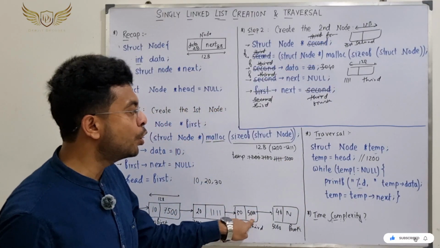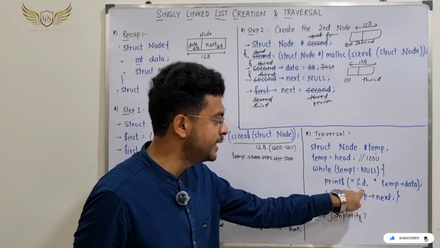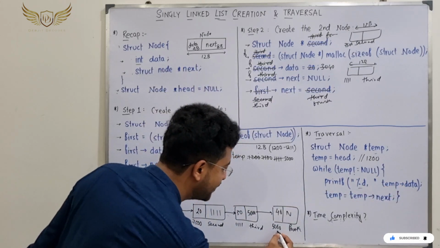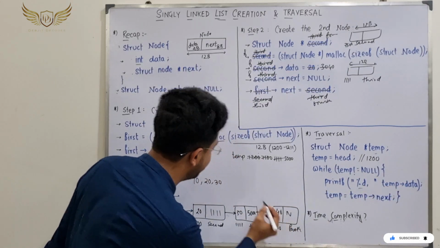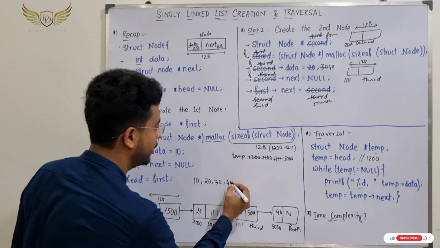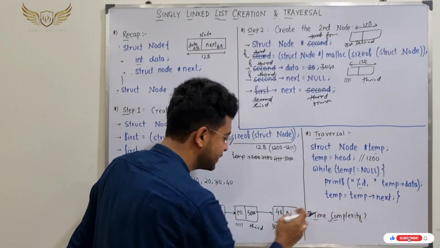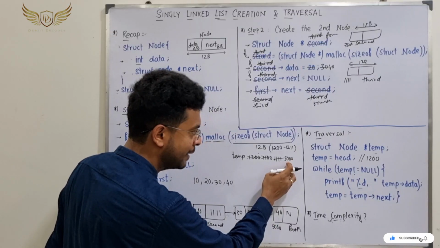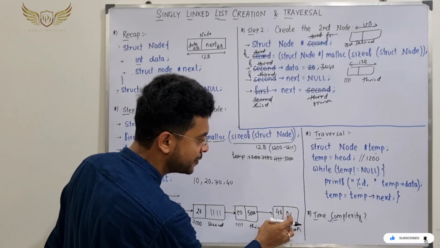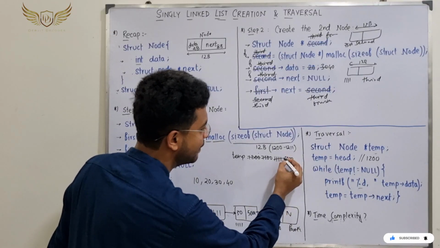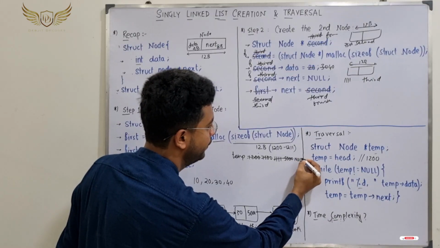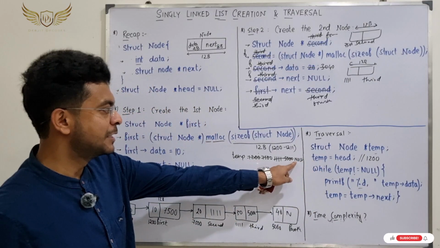So go to 5000 and print %d, temp arrow data. Go to 5000 and give me the data. What is the data? 40. Now temp equals temp arrow next. So what is temp arrow next? We are at 5000. Right now temp is 5000, and 5000's next part is holding null. So temp will be replaced by null.